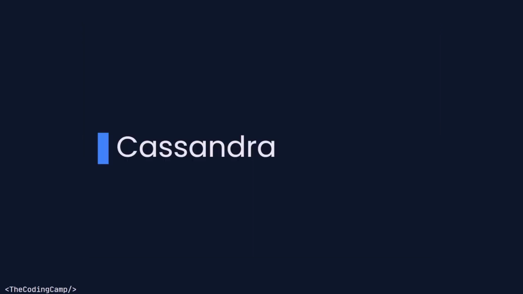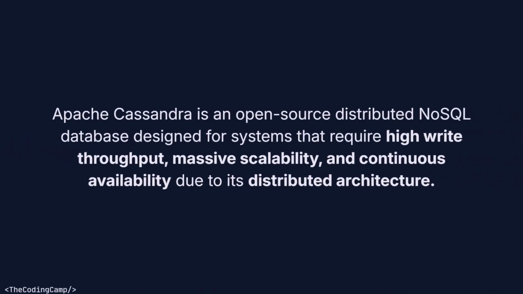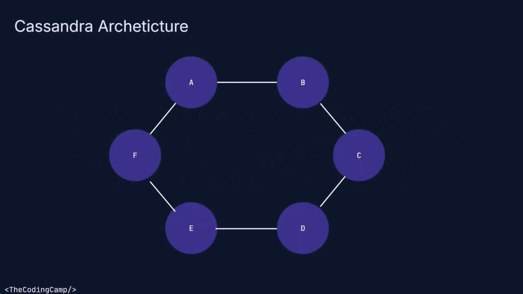Unlike managed NoSQL databases such as Amazon DynamoDB, Apache Cassandra is an open source distributed NoSQL database designed for systems that require high write throughput, massive scalability, and continuous availability due to its distributed architecture. Cassandra runs on multiple nodes. There is no master node or single point of failure. All nodes are equal. This is called peer-to-peer architecture.